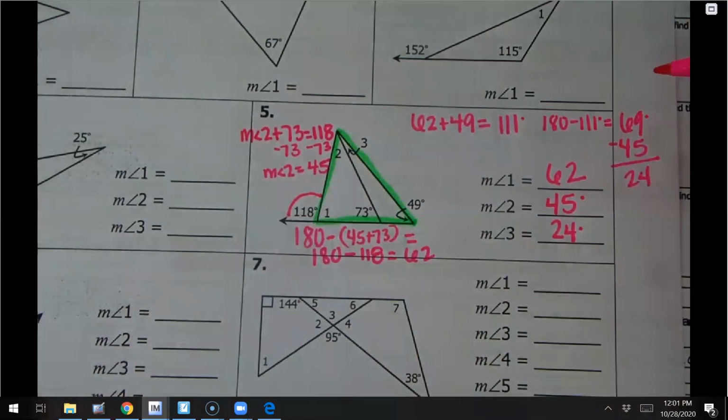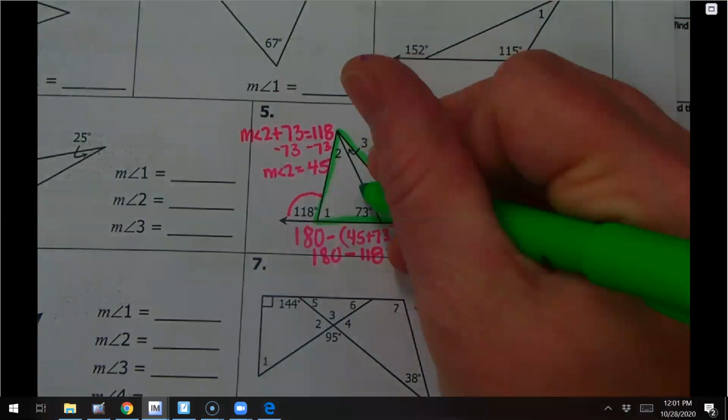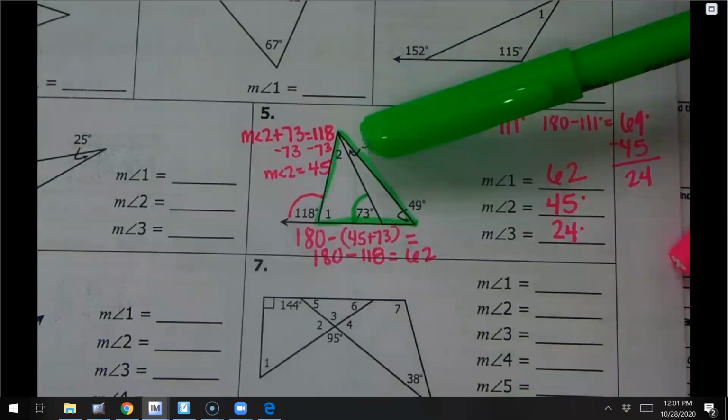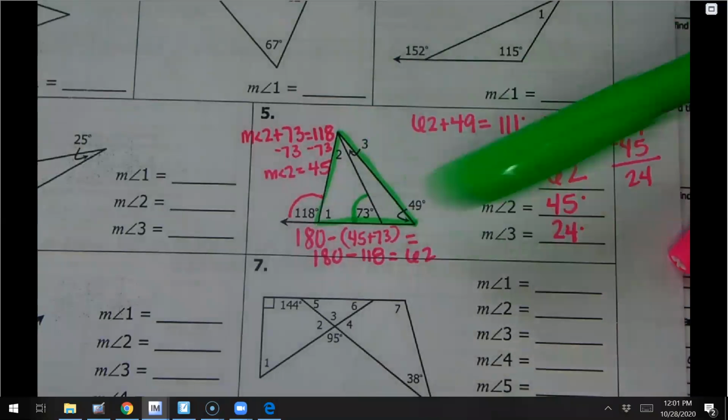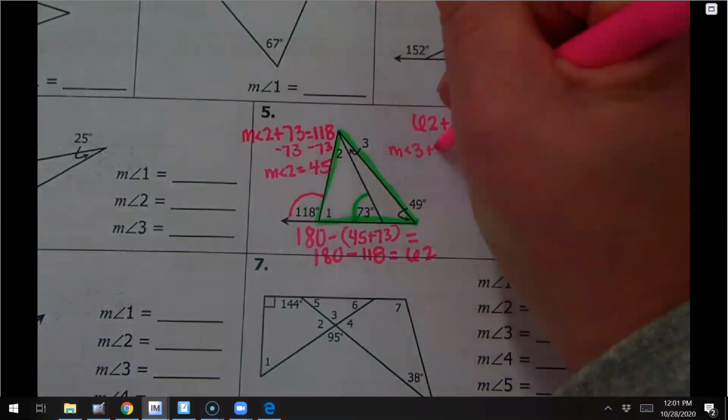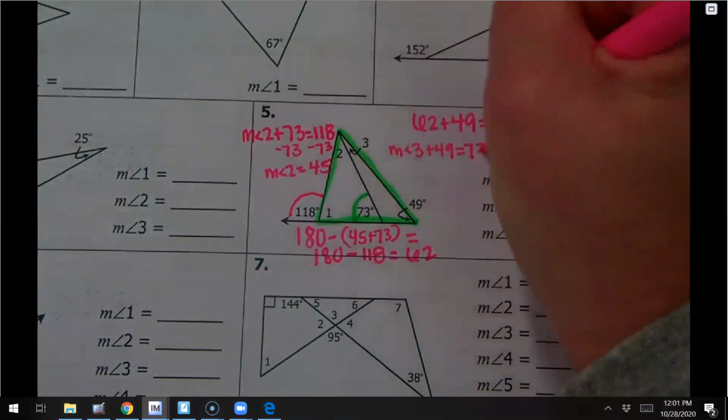The other way to do it is to talk about your exterior angle, which is 73. So 73 is going to be the sum of 3 plus 49. So the measure of angle 3 plus 49 has to equal 73. That's the exterior angle theorem. That's what we're learning.